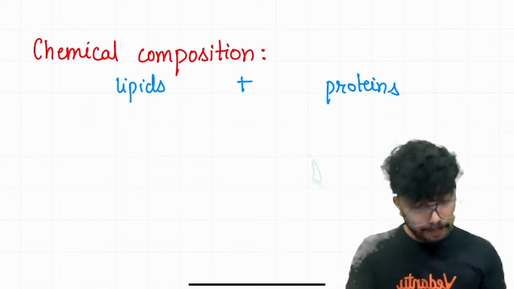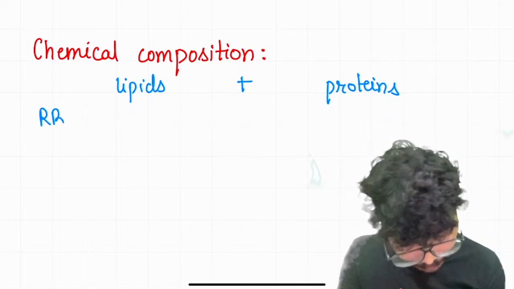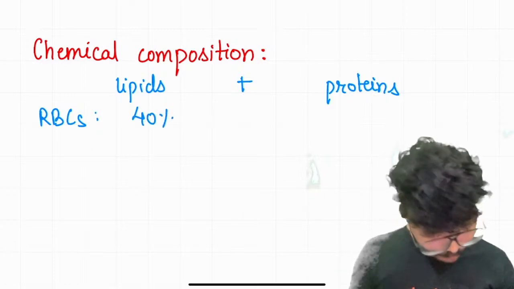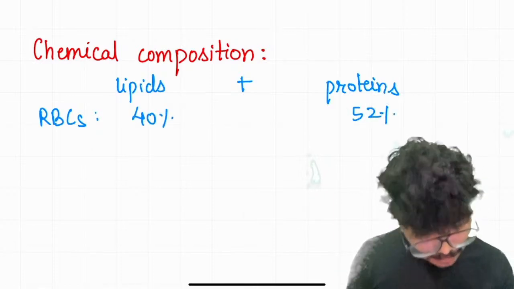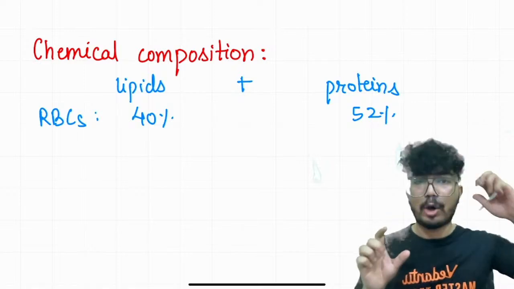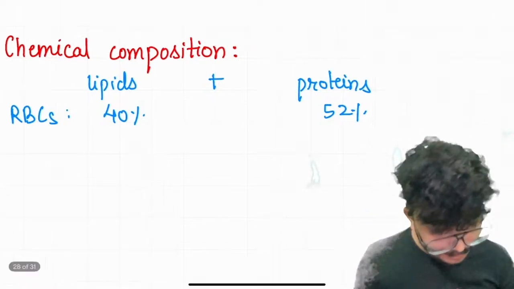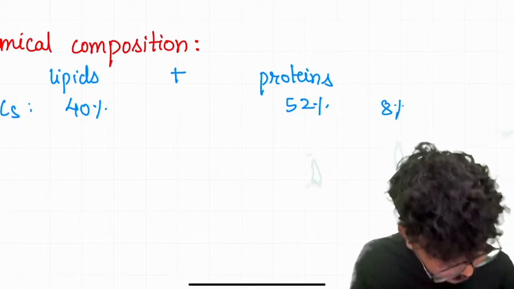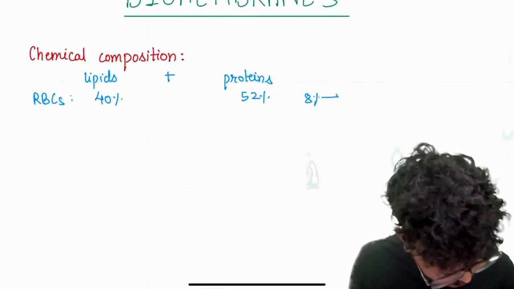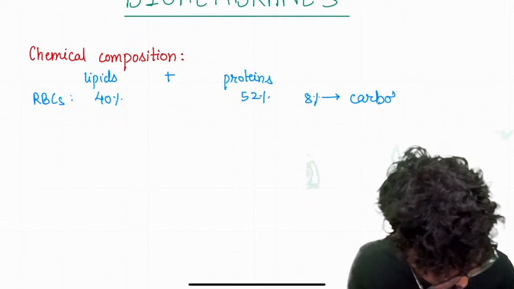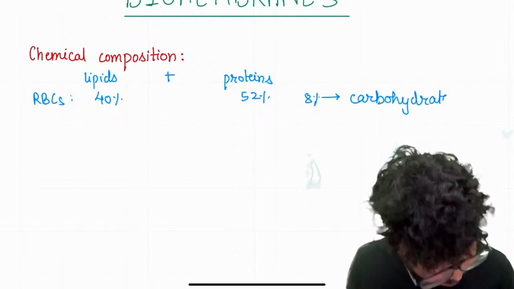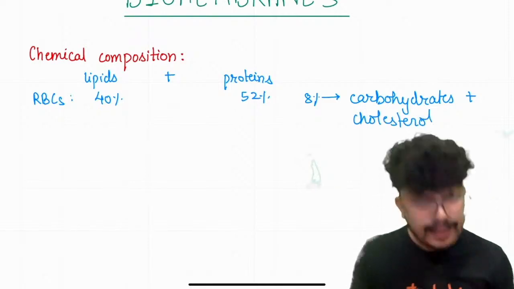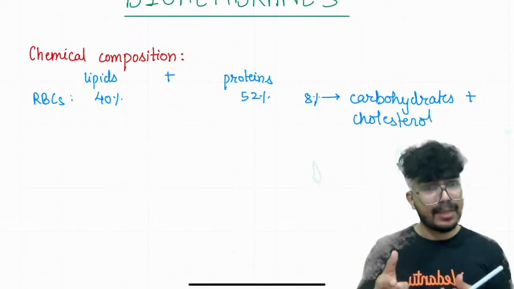Correct? So primarily, let's take the example of RBCs. For RBCs, lipid percentage is 40% and for proteins it is 52%. So the rest 8% comprises the carbohydrates and cholesterol. So the remaining 8% is carbohydrate, the sugar, plus cholesterol. Correct?